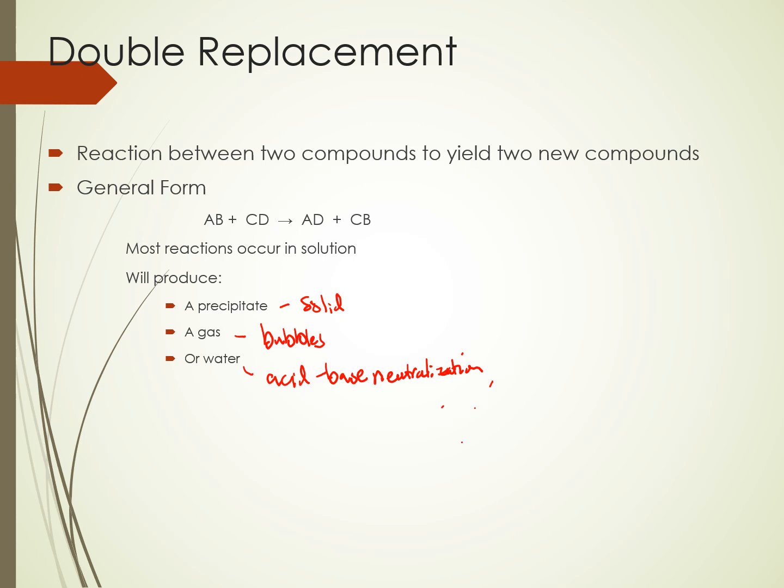We are going to look at the general form here where we have two compounds. Again, AB plus CD forms AD plus CB. So as I look at this, I have a positive and a negative for A and B, and a positive and negative for C and D. So you're going to have the positive element from the first compound react with the negative element from the second. So I get AD. And then I have the positive from the second combining with the negative from the first. So that will give me CB for that particular reaction.